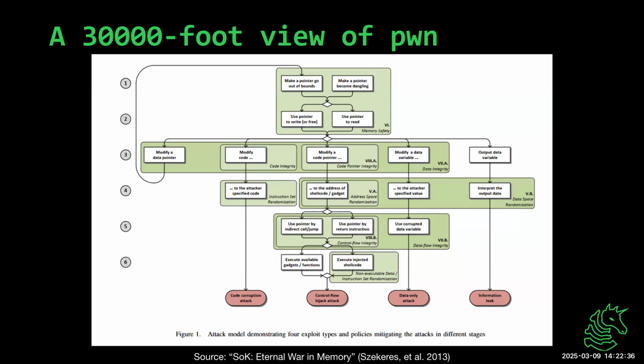If you use it to write, you can corrupt data. If you only corrupt data and your exploit ends there, that's what you would call a data-only attack. I think the first few heap challenges are data-only. Yes, the first few heap challenges, you will not be hijacking control flow, you will only be corrupting data in the program.